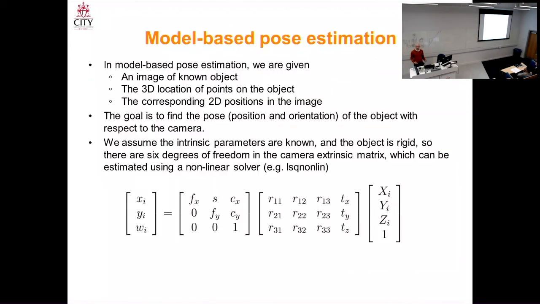So what you can do instead is this thing called model-based pose estimation. And here, you're given an image of a known object, like the checkerboard pattern. You know the 3D location of points on the object, and you have corresponding 2D positions in the image. So in my image, I know where the 3D points project to. The idea then is to estimate the extrinsic matrix on the fly.